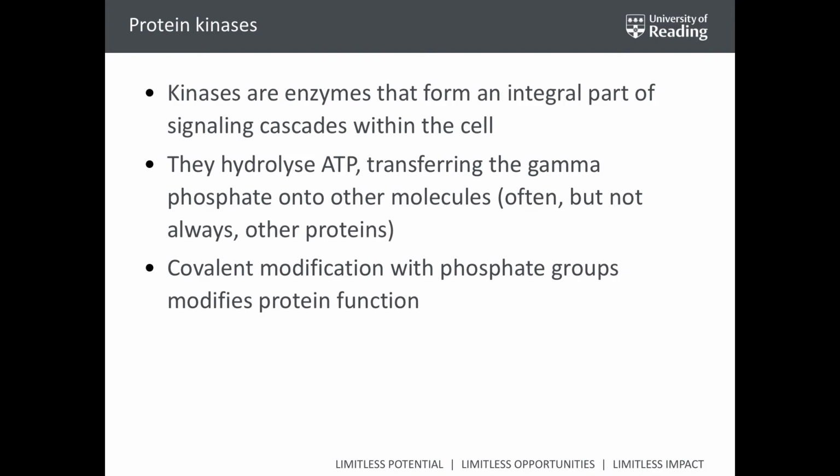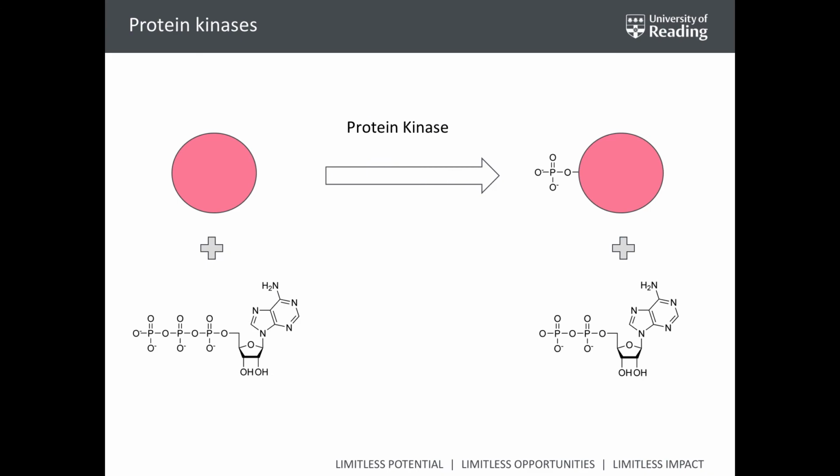Basically, they bind ATP and transfer the gamma phosphate from that ATP onto other molecules, frequently other proteins. By modifying those proteins, the phosphate group modifies the shape, the three-dimensional organization, the conformation of that protein. By altering its three-dimensional shape, you modify its function. And this is really one of the key conserved pathways through which life, in all its wonders, regulates the flow of information in cells. And this is represented in a very, very simple diagram here.